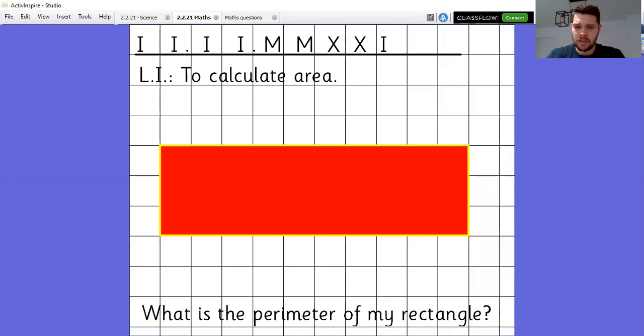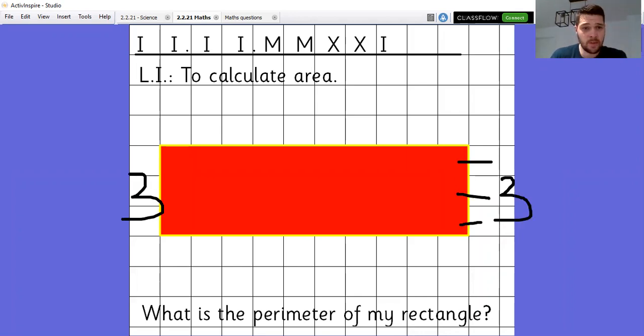So, let's start by sharing my screen here. Can you, just as a quick starter, calculate the perimeter of my rectangle? Hopefully you were still able to see the video yesterday, so you could recap these skills. Have a go at calculating the perimeter before we move on to area.